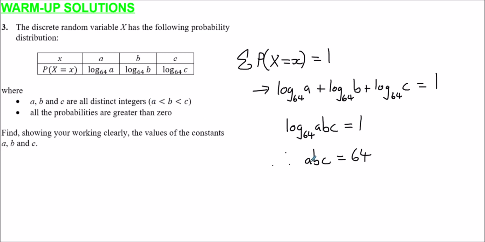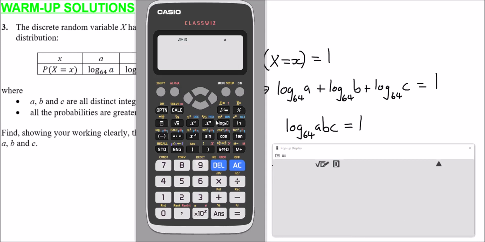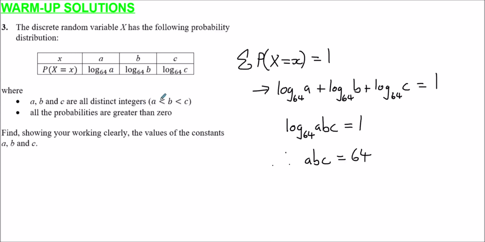So could A be 1, for example? So could it be like 1 times 2 times 32? Well, it can't, because if you do the log of 1 to any base, that comes out to be 0. So if I show you here, log base 64 of 1 equals 0. But we're told here, clearly, that all of them are greater than 0. And so A, B, C can't be equal to 1, because that would give probabilities of being 0.